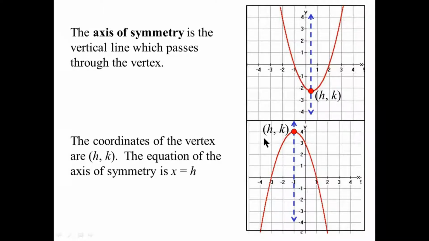The coordinates of the vertex are traditionally labeled (h, k). So the x-coordinate is h and the y-coordinate is k. And the equation of the axis of symmetry, since it's a vertical line, has to be x equals some number, and it's always x equals the x-coordinate at the vertex, which is h. So the equation of the axis of symmetry is x equals h, the x-coordinate at the vertex. So what we have is a vertex, axis of symmetry, equation of the axis of symmetry, vertex being (h, k).